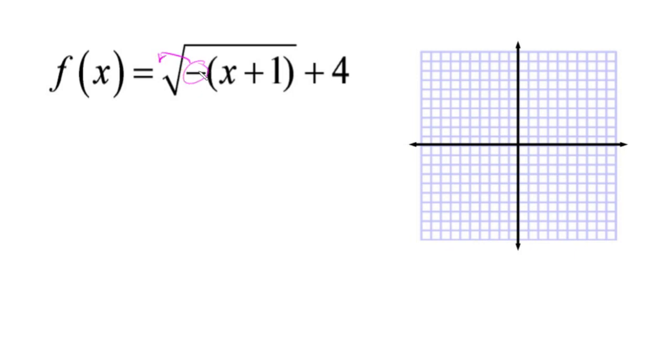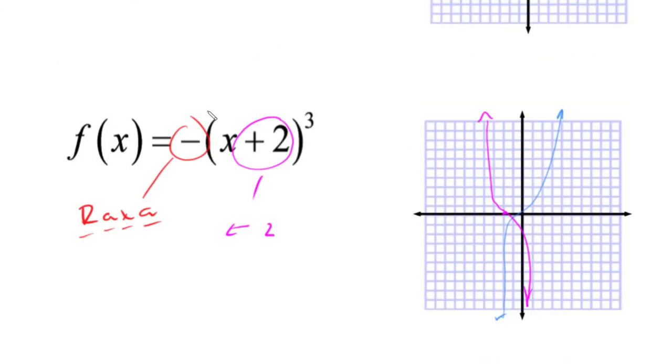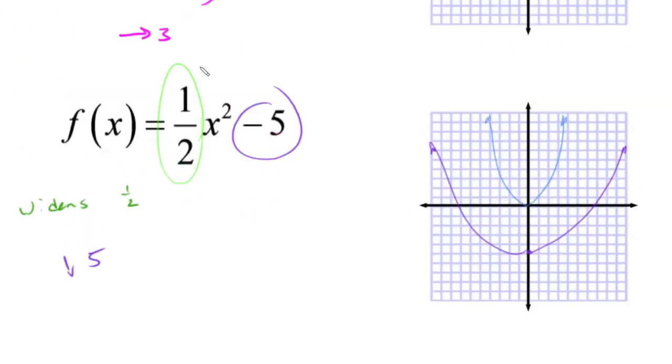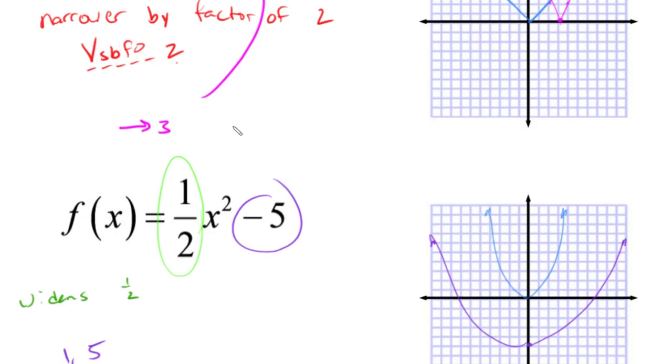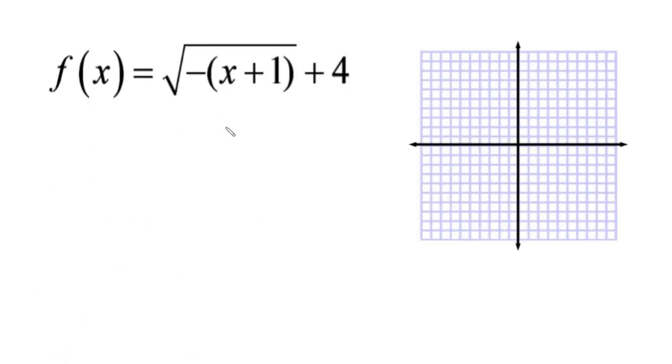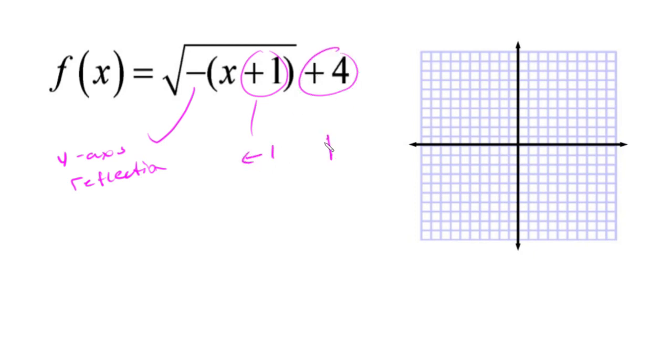All right, this is a y-axis reflection. Actually, I'll talk about it at the very end of the lesson, but whatever. If you have a negative inside your function type, like if there was a negative in here or a negative in here, that is what's responsible for y-axis reflections. And so this is a y-axis reflection. All right, and this plus 1 moves the graph left 1, and the plus 4 moves the graph up 4.